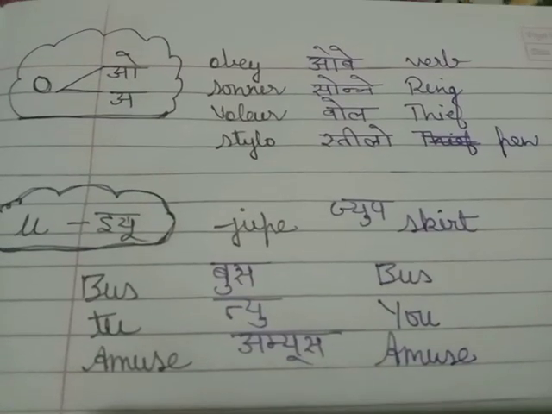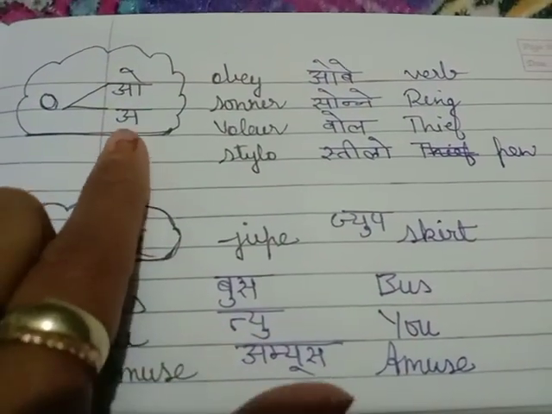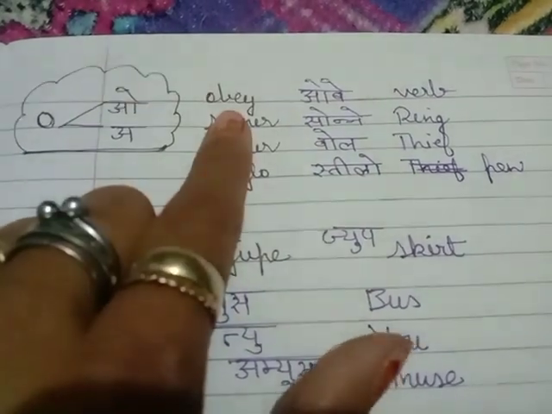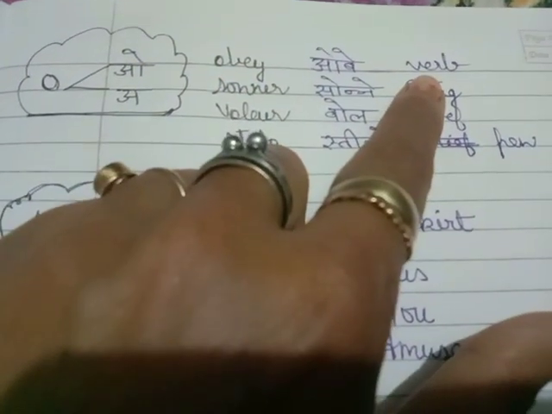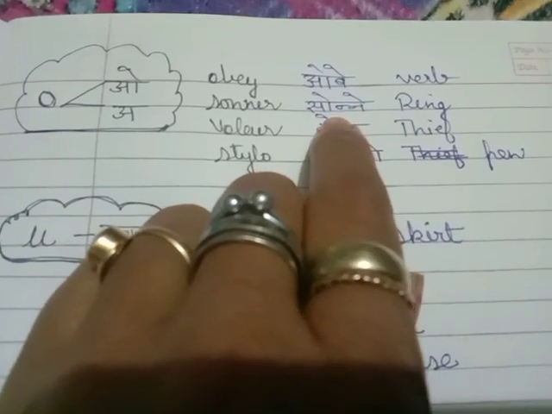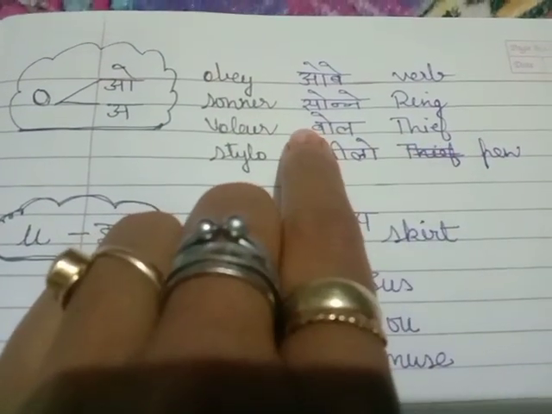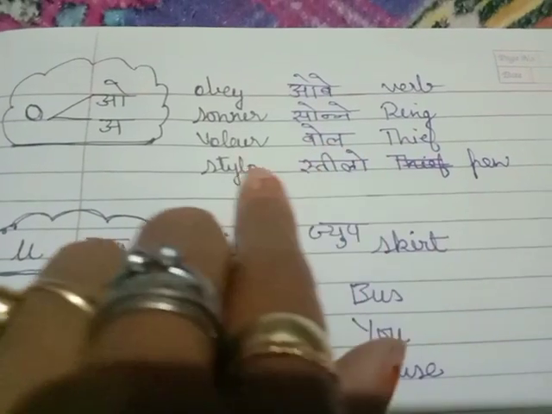Now a few examples in O. In French there are two sounds of O, O and O. Obéir, it's a verb. Sonne, ring, सोने. Voleur, thief, voleur, thief, O ki sound.